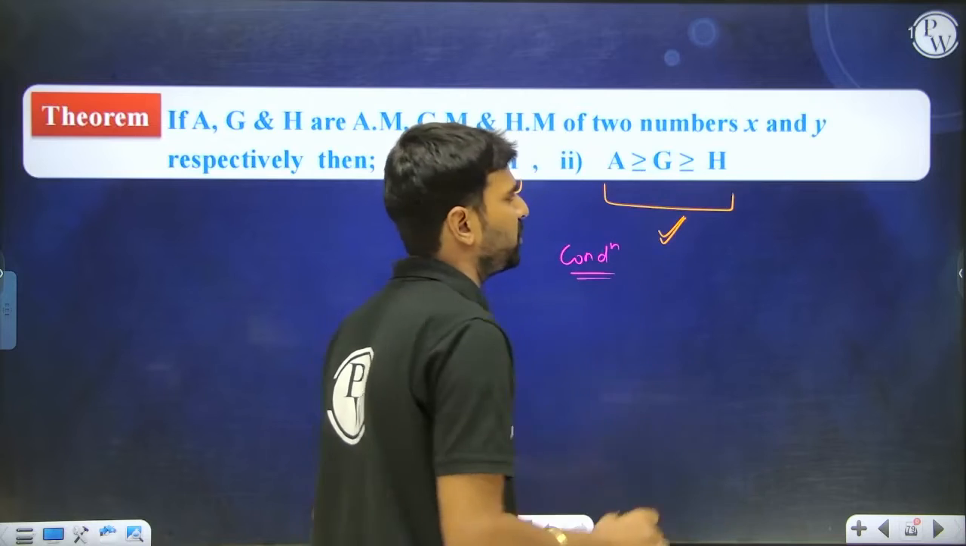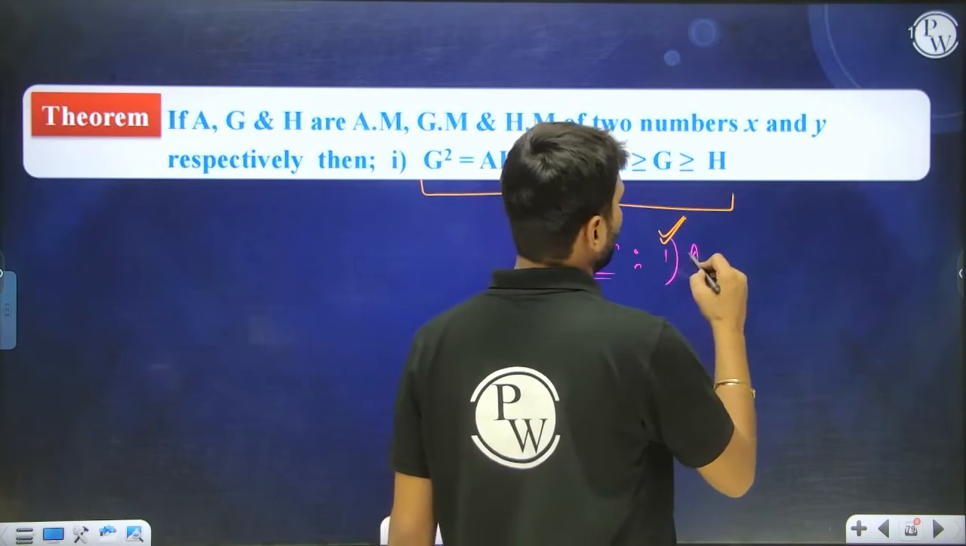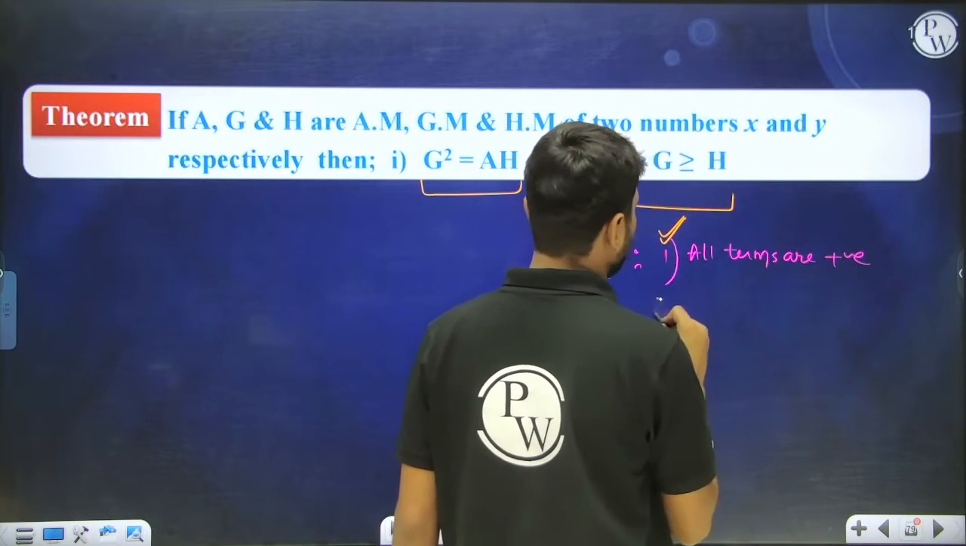Okay, let me tell you the conditions where we need to apply this particular thing. AM is greater than or equal to GM is greater than or equal to HM. The conditions are very important. Number one, all terms are positive. Number 2, minimum value is asked.